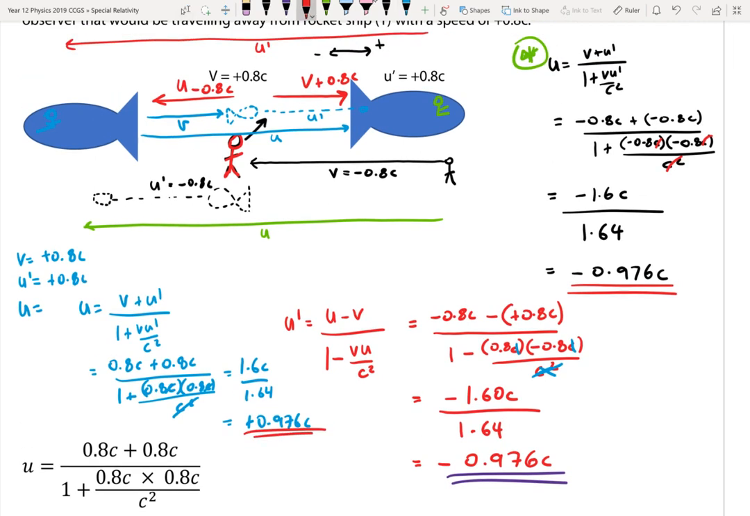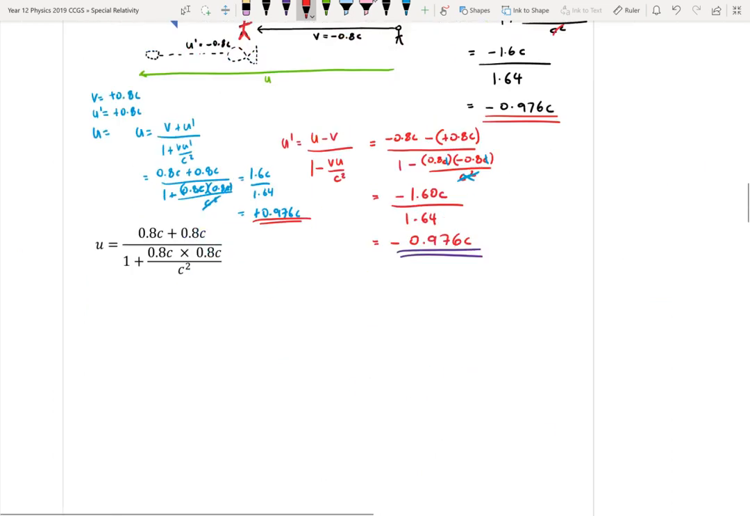So that's pretty good. This guy reckons, and the classical relativity would agree with this, the bloke on the left reckons the bloke on the right's moving right at 0.976, and the bloke on the right reckons the bloke on the left's moving left at 0.976. And the bloke in the middle goes 0.8, but never 1.6. Yeah? Now, do try it yourself.